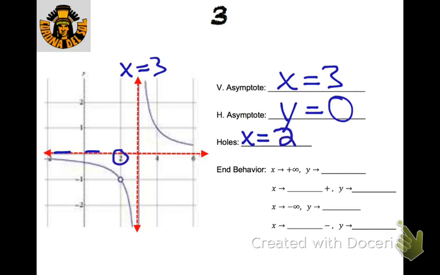So x equals 2. And then the end behavior, we can see that as x approaches infinity, the y value is approaching that horizontal asymptote, which is 0. As x approaches -infinity, we can see the graph is getting closer to 0. So again, it's approaching that horizontal asymptote.